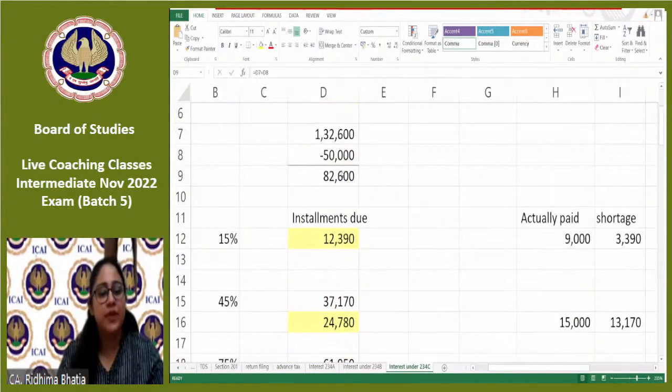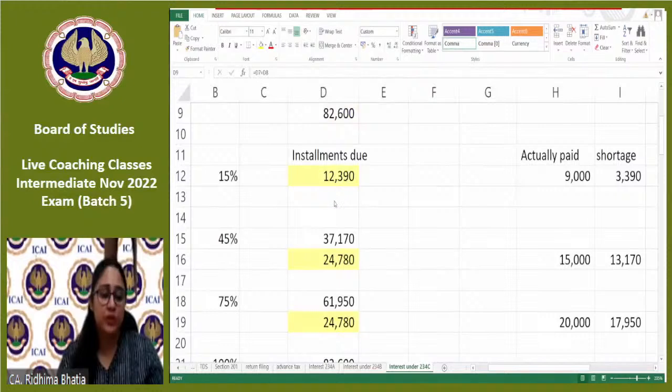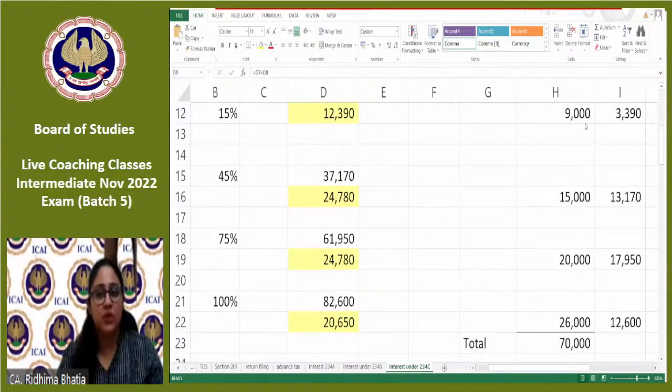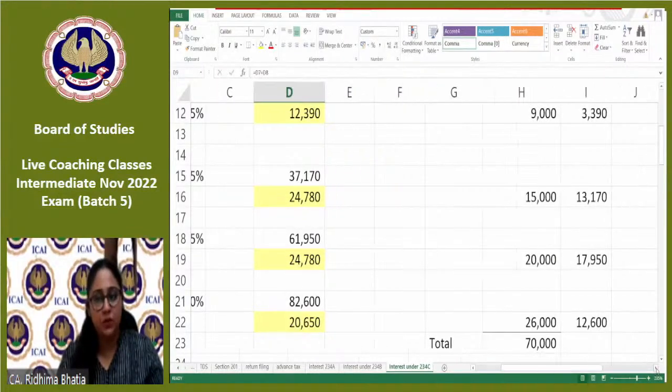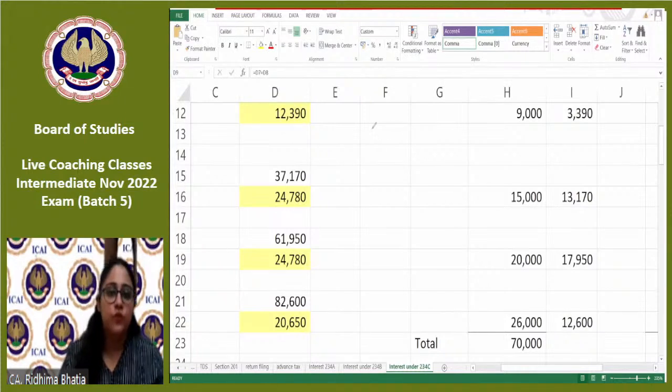So वही same 82,600 वाला example we're taking, 15%, 45%, 75%, 100%. This is the advance tax that should be. But what has been the actual? 9, 15, 20, 26. Okay. Anyone has any doubt? Chalo, great. What has been the shortfall? How the shortfall would be calculated? First installment, the shortfall: 12,390 should be the case, but actually deposited is 9,000. The shortfall is 3,390.